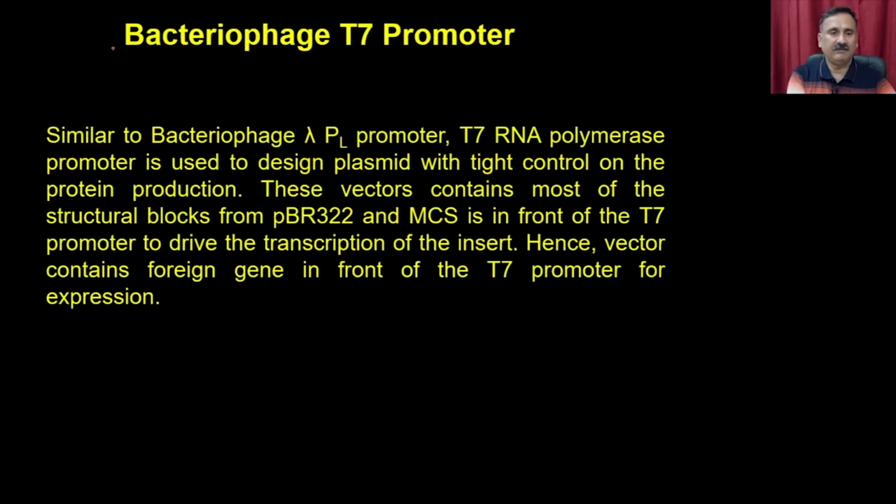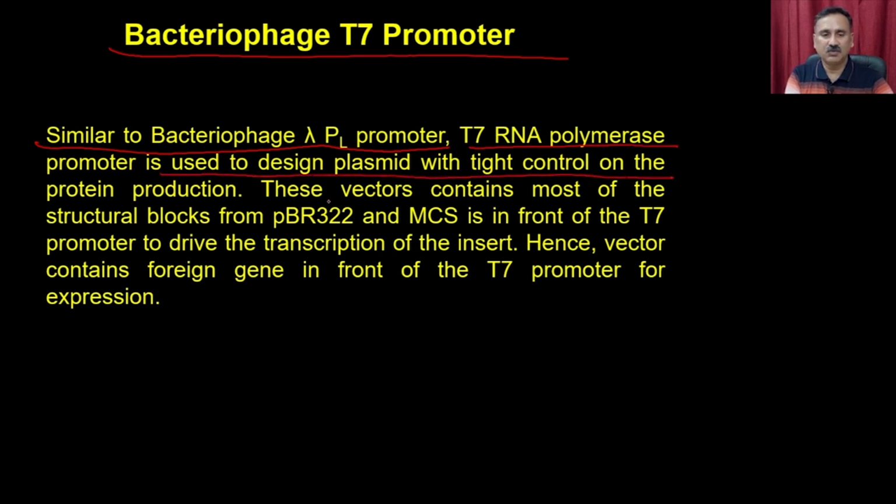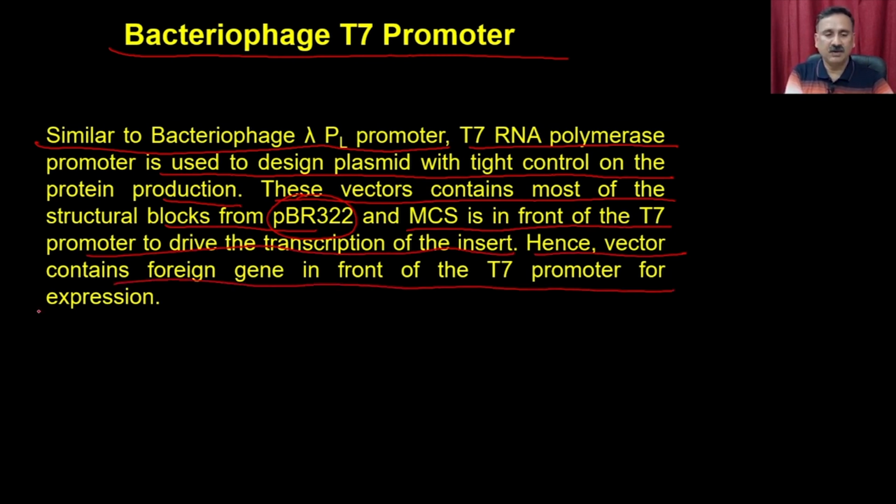Then we also have the bacteriophage T7 promoter. Similar to the bacteriophage PL promoter, the T7 promoter is used to design plasmids with tight control on the protein production. These vectors contain most of the structural blocks from pBR322 and the MCS in front of the T7 promoter to drive the transcription of the insert. Hence, the vector contains the foreign gene in front of the T7 promoter for the expression.